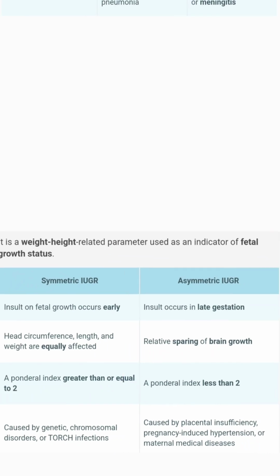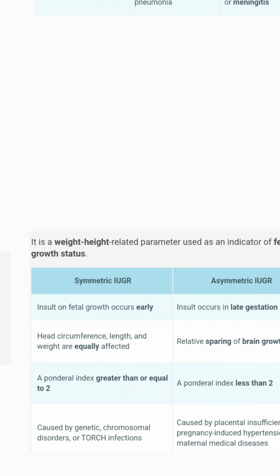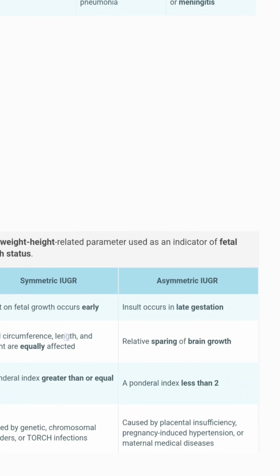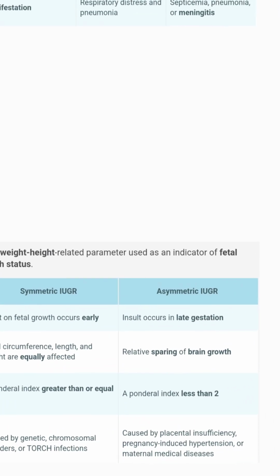The timing of the etiology that affects the baby determines the type of IUGR. For example, TORCH infection is the etiology for symmetric IUGR, so it affects the baby only in the early phase or period of gestation. Asymmetric IUGR is seen when the baby is affected by an etiology, for example placental insufficiency or preeclampsia, in the late part of the period of gestation or late part of pregnancy. Fine.